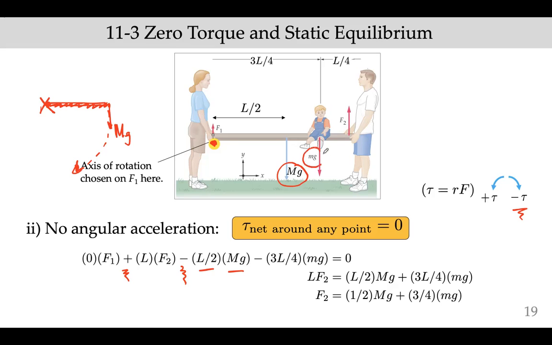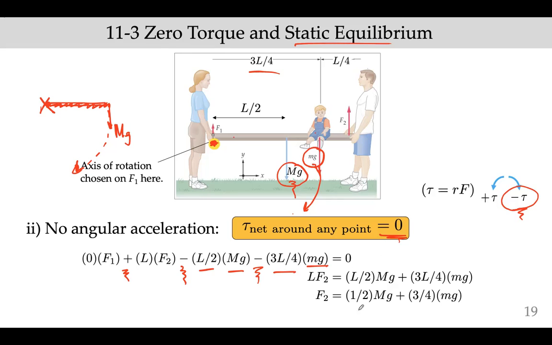And same with this lowercase mg, the weight of the kid. So we write the force, we write the distance. This is L divided by 2. The distance between this point and the kid is 3L divided by 4. And just like this mg, this lowercase mg also tries to rotate the plank with respect to this point in the clockwise direction, which is negative. So that's why we have a negative sign here. Because we are looking for the condition for static equilibrium, we equate it to 0. So we put a 0 here.